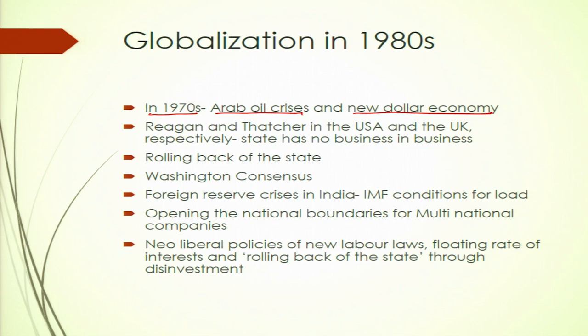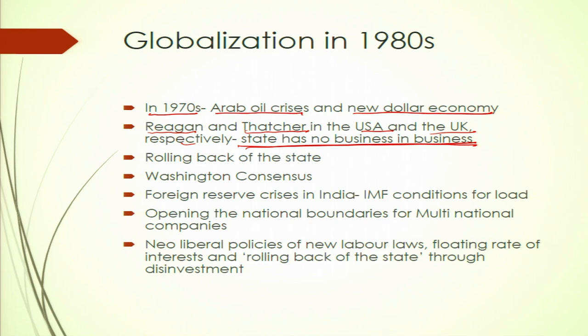It was during that phase in 1980-81 and later on in 82 that President Reagan was elected in the USA and Thatcher became the Prime Minister in the UK, respectively. And both these leaders were true representatives of the neoliberal idea of capitalist development. They had the very clear agenda of rolling back of the state, or stating that the state has no business in business. In other words, these two leaders strongly argued that the state or the government has no role to play in business activities, in economic activities.